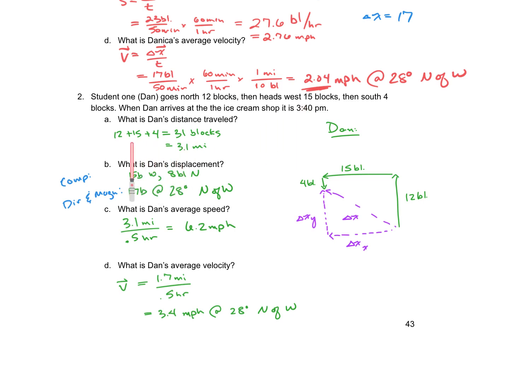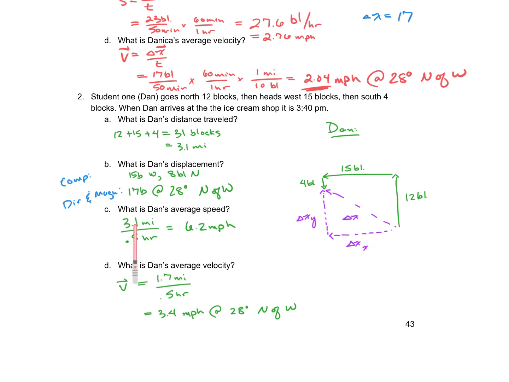Danica. So the total distance he traveled was 3.1 miles. If you analyze the components of this resultant vector, though, he ends up with the same components as Danica did. So that's 15 blocks west and 8 blocks north, which means he literally has the same displacement in direction and magnitude. So this is the same triangle as the one above.